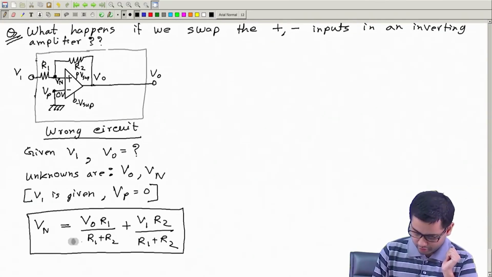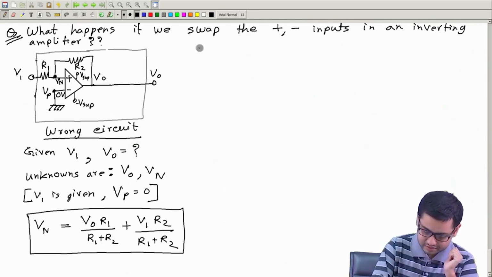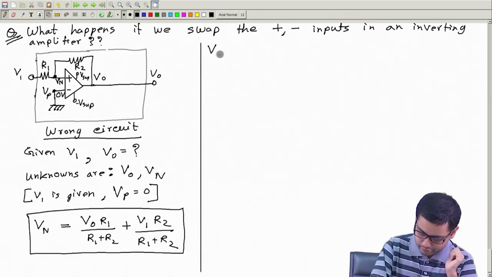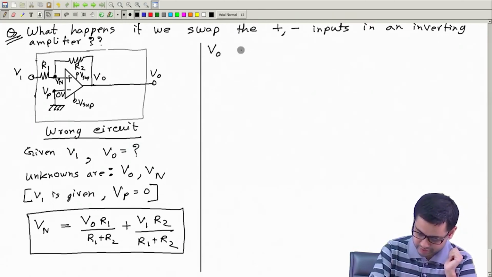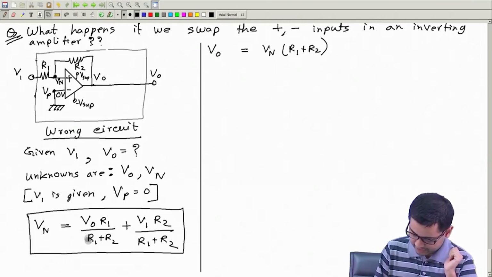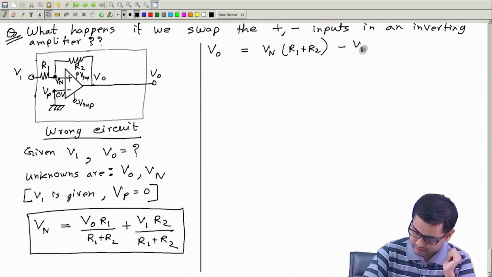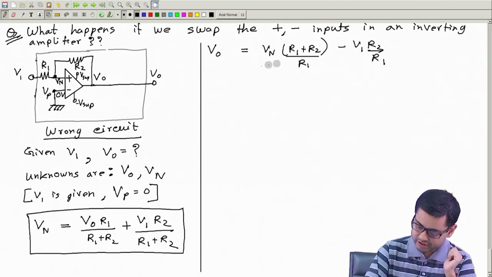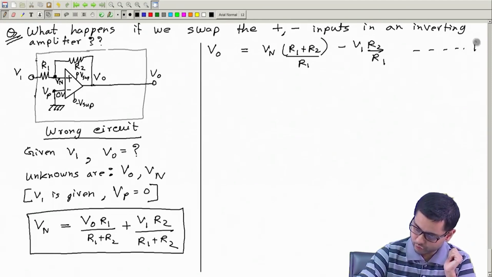Now from this we can write VO in terms of Vn. This will become Vn multiplied by R1 plus R2, minus V1 R2, and the whole divided by R1. So this is relationship number 1.